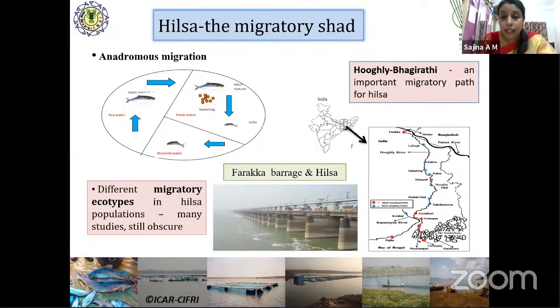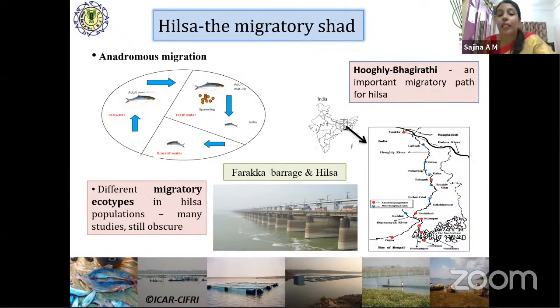There are some studies about the migratory ecotypes of Hilsa. They say that there is a marine stock which only remains in the sea and does not migrate to freshwater, a potamodromous freshwater ecotype which restricts its life to freshwater, and the typical anadromous migratory type. But the things are still obscure in those studies.